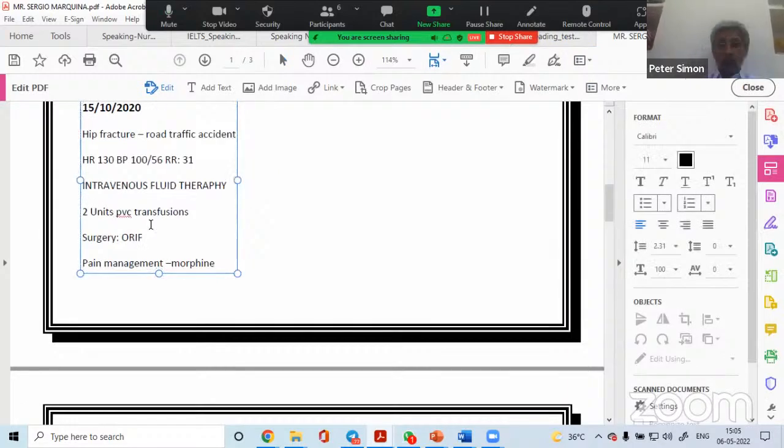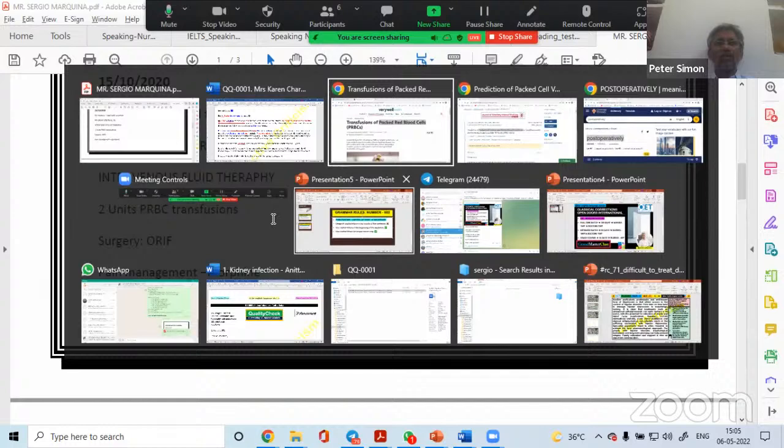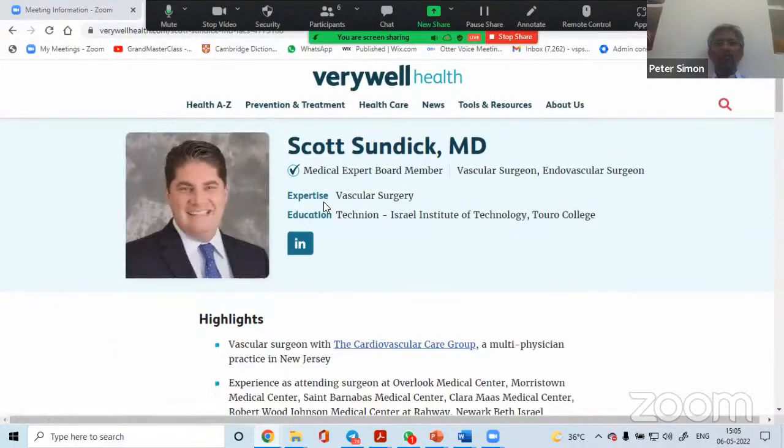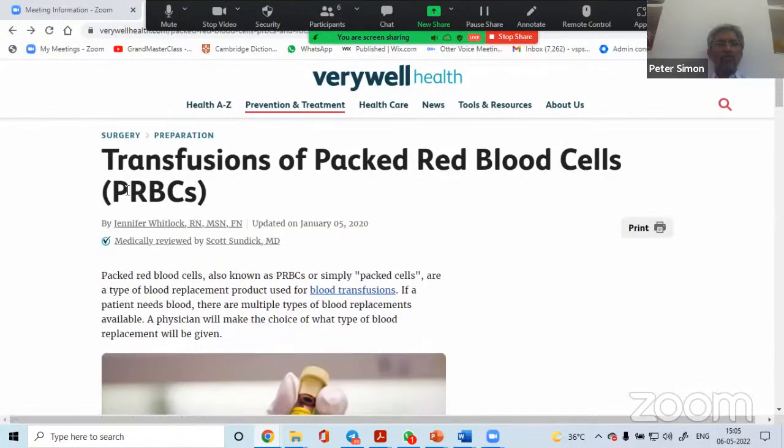2 units. Later PRBC, packed red blood cells. It should be in capital letters. They should never be in small letter. Abbreviation should always be in capital letter. Nobody will write in small letter. See, ORIF. Why this capital letter? Any abbreviation should be only in capital letters, not in small letters. Remember that. Never write in small letters. Abbreviation should be in capital letters. You see here. So PRBC. Okay, see here. PRBC in capital letters, not small letters.